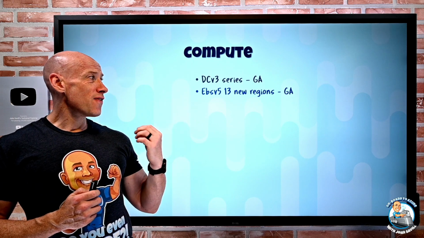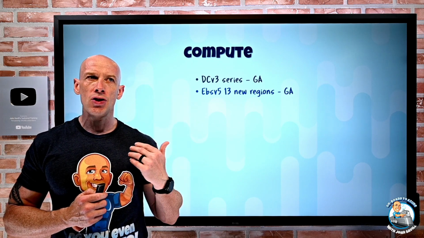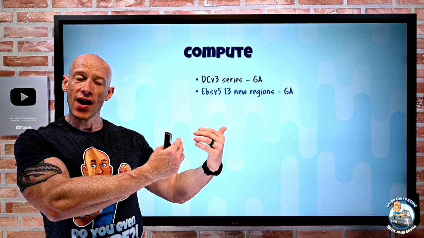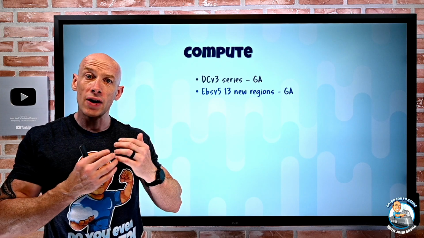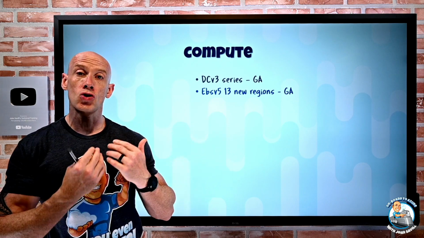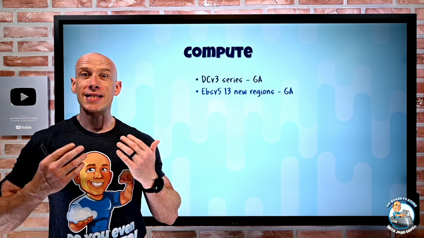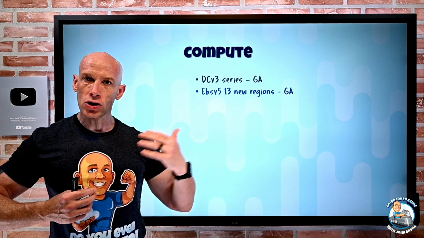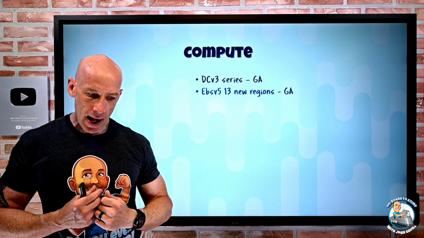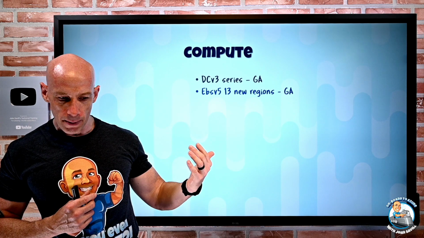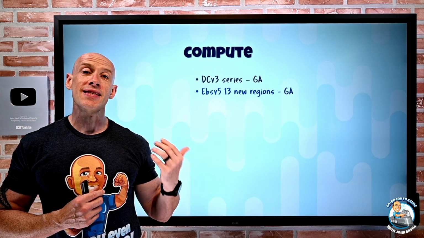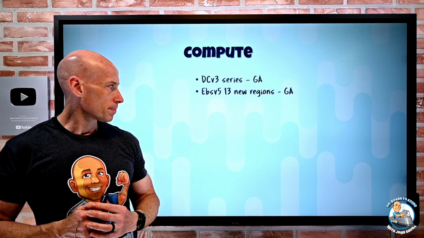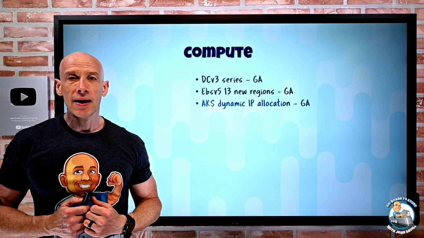The Ebsv5 SKUs are now available in 13 new regions. The big deal about this Eb variant is that it's really focused on additional storage IOPS and storage throughput. If I think about my databases that need really high disk throughput and IOPS, the Eb allows me to have that: up to 120,000 IOPS and up to 4,000 megabytes per second for what are smaller amounts of CPU and memory.